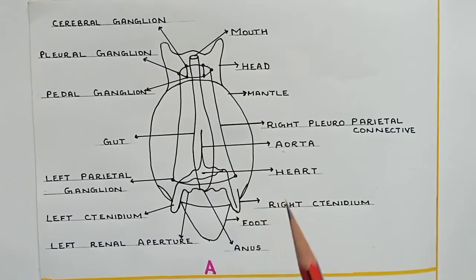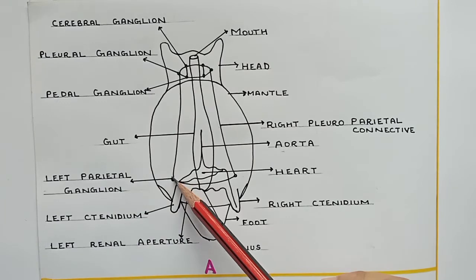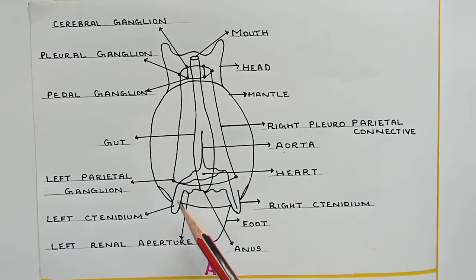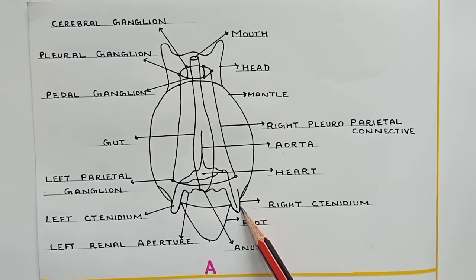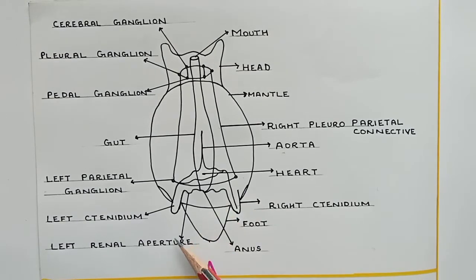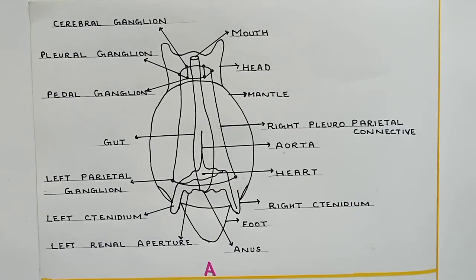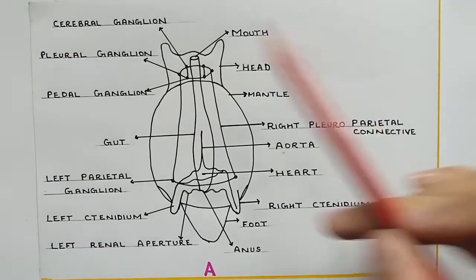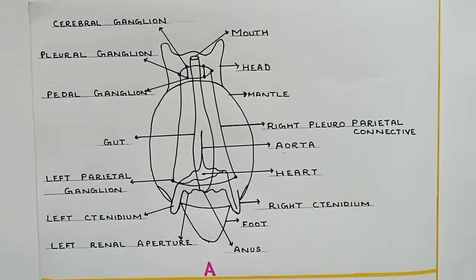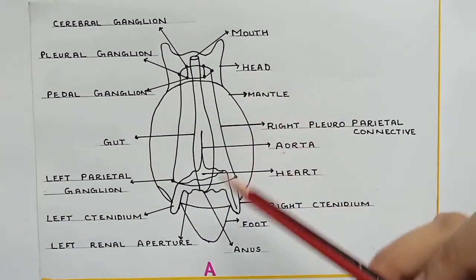This is the aorta, this is the heart. This is the left parietal ganglion, this would be the right parietal ganglion. This is the left ctenidium, this is the right ctenidium. What is the ctenidium? It is the gills, right? The anus is present here, and this is the left renal aperture. This is the foot region, this is the head region. As I said, before torsion the larva is symmetrical. This is a symmetrical larva in the gastropods. Now, during larval development, in the mantle cavity the organs shift towards the right side, anti-clockwise.